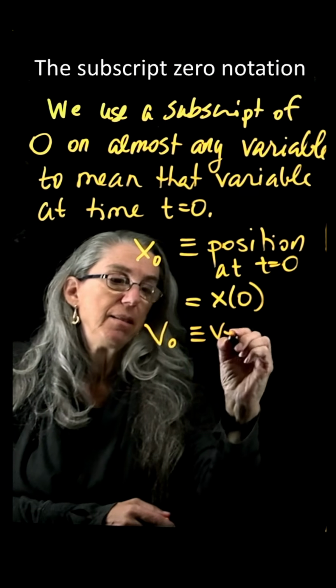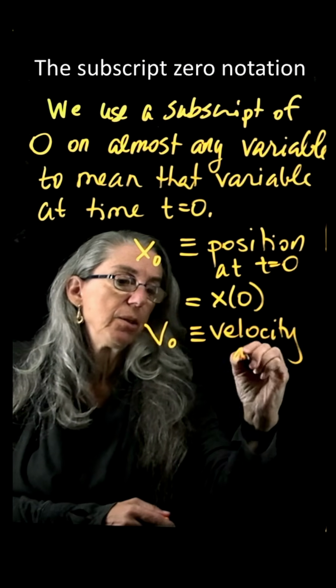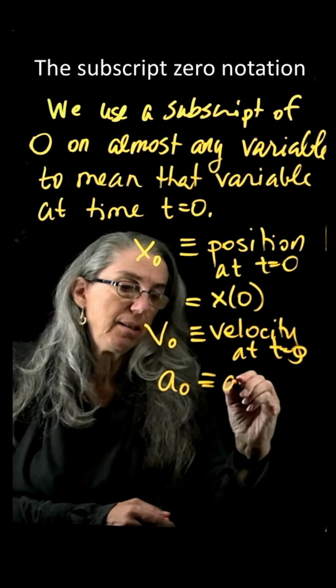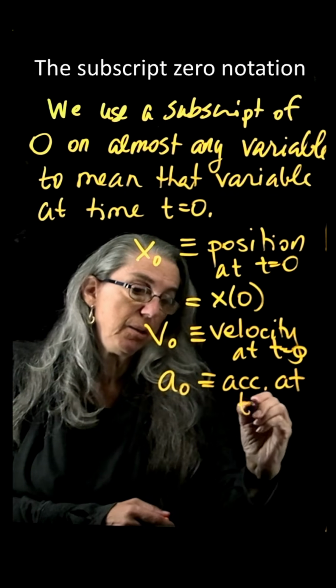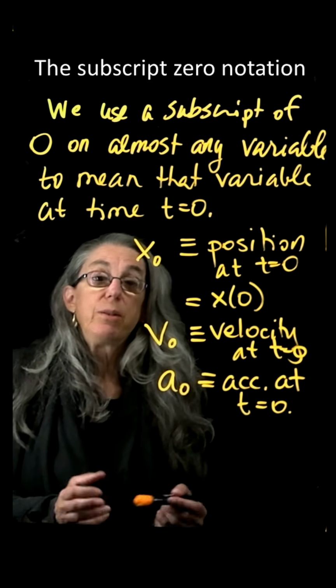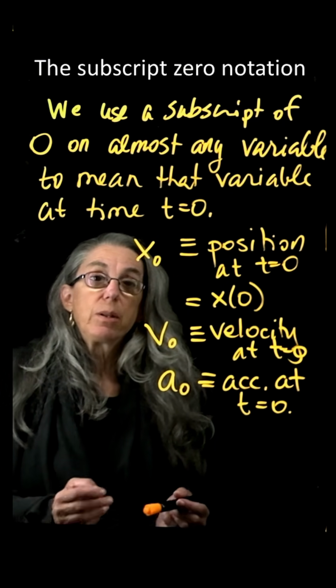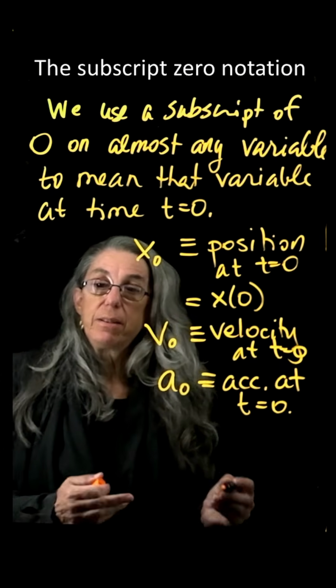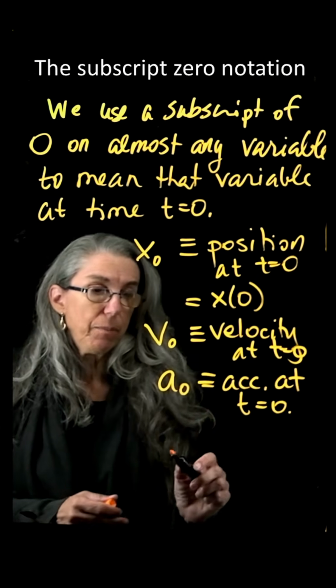v sub 0 means the velocity at t equals 0. And of course, a sub 0 is the acceleration at time t equals 0. In many physics problems, you can move the origin wherever you want, and you can also start your stopwatch whenever you want. So there are a lot of problems where you can set the time 0 at some very convenient point. This notation simplifies a lot of things.